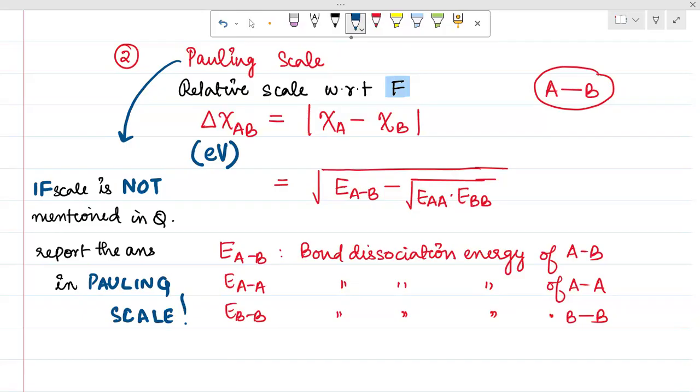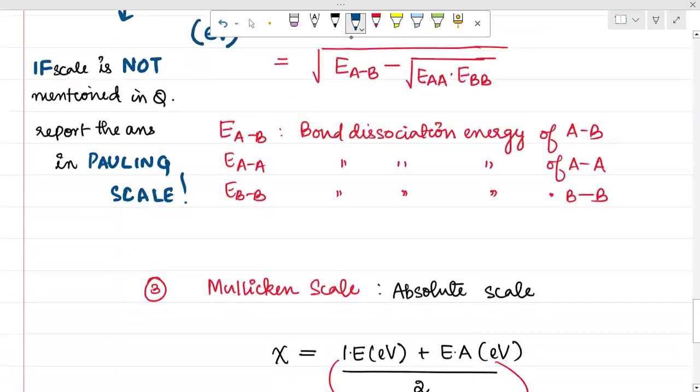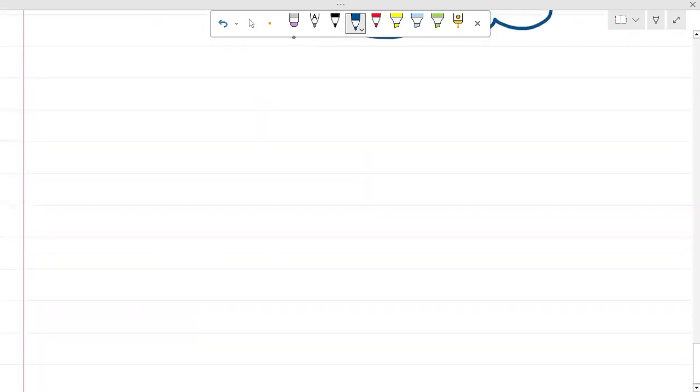So we started off with the definition and then some factors, very easy, and 3 scales. You have to learn the formulae. We'll do the problems probably in the video after next. Now the next one is applications. Applications of electronegativity.